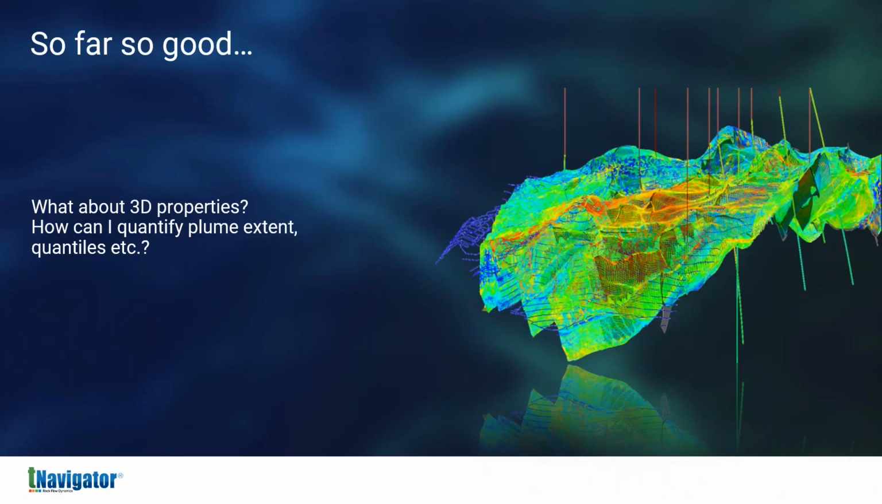So far so good, but what about 3D properties? I have 200 runs. How do I look at 3D properties? How do I show my boss maybe 3 maps in a way that makes it easy to understand? Or how do I send the required data to the regulators, which probably ask for some quantiles rather than all the 200 runs? Or things like quantifying plume extent and quantiles as maps. So how do I do this?